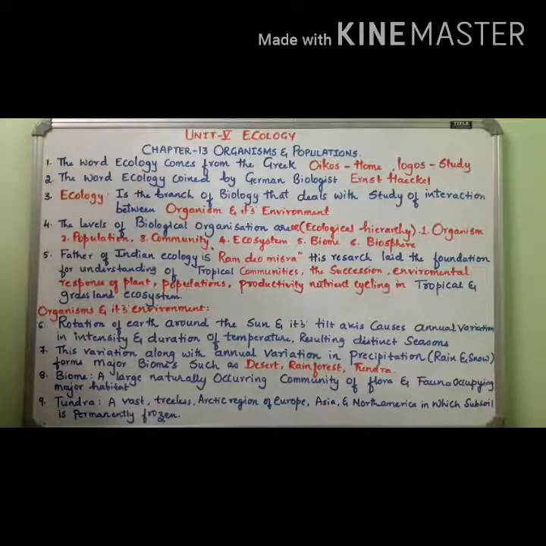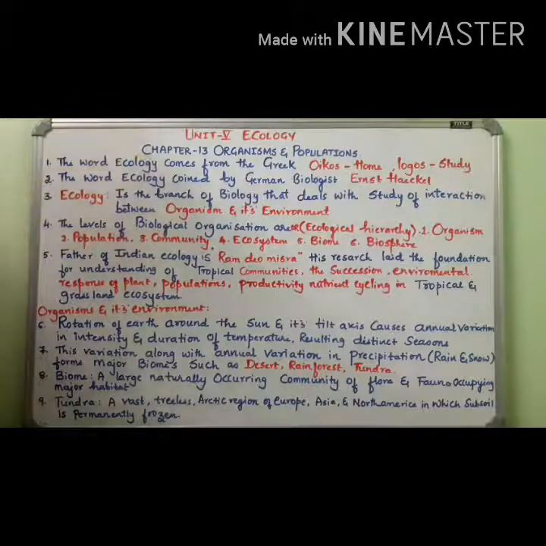Next is population. Population is a group of individuals living in a well-defined geographical area, sharing or competing for similar resources and potentially interbreeding. So this is what we call a population. For example, human population in 2020.